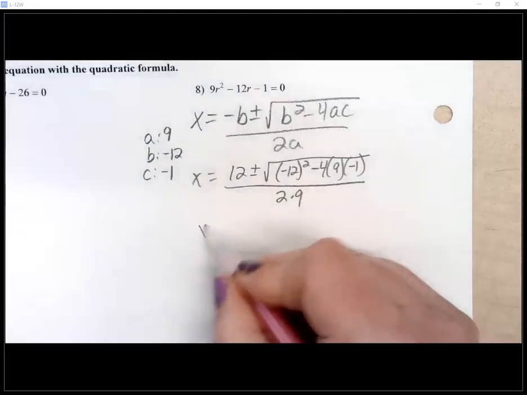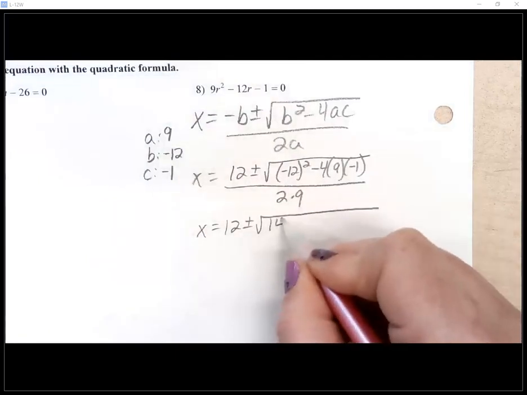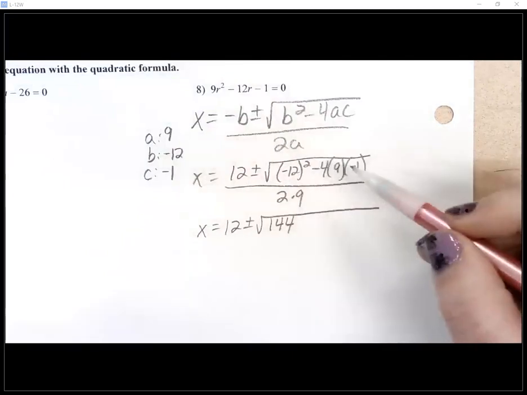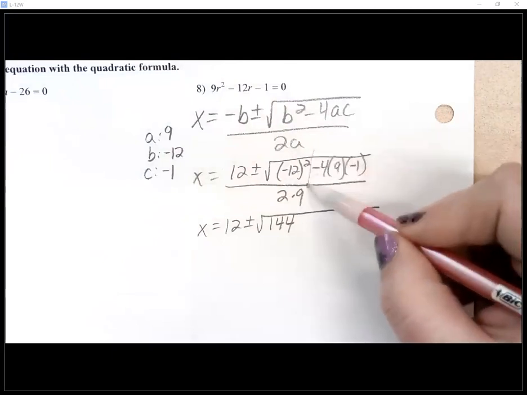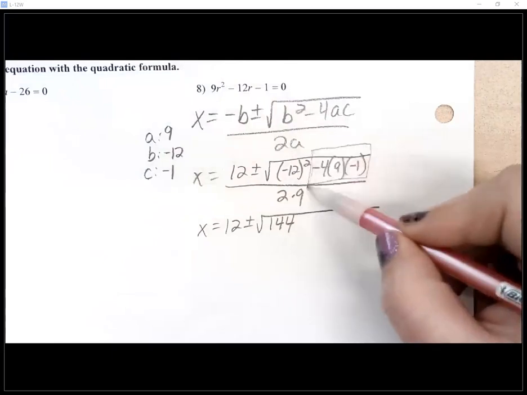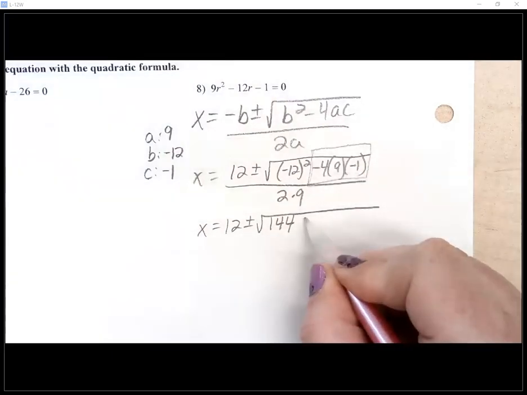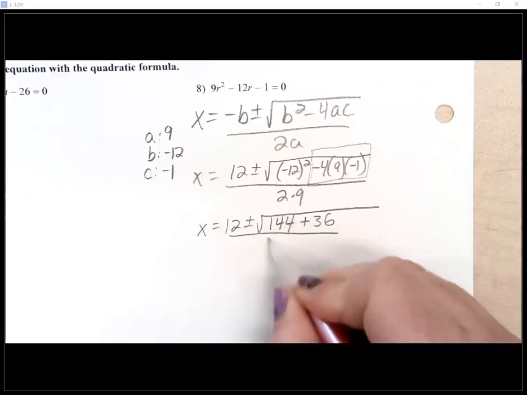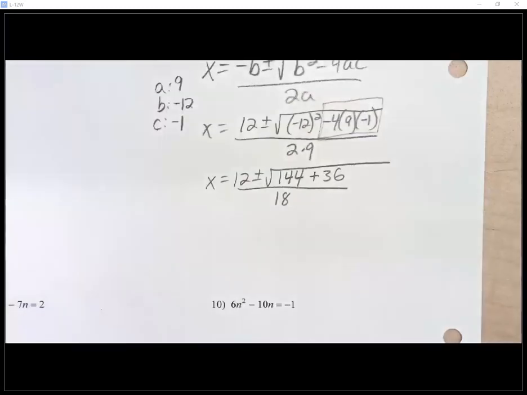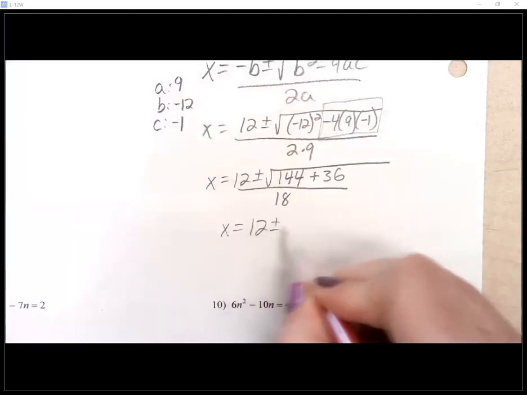And now we're just evaluating. Guys, stay with me here. We're getting a little chatty, but I know people have to make sure they know what they're talking about for tomorrow. What is the sign of my numbers going to be when I multiply negative 4 times 9 times negative 1? Yes, positive 36. All over 2 times 9 is 18. Now 144 and 36 is 180. So now I'm here: 12 plus minus square root of 180 over 18.